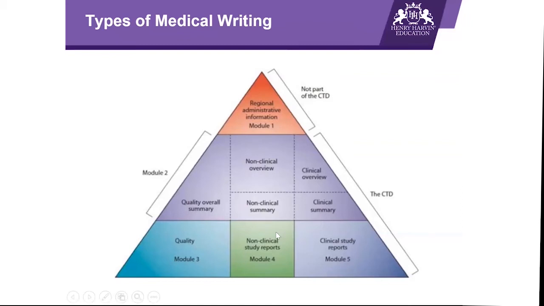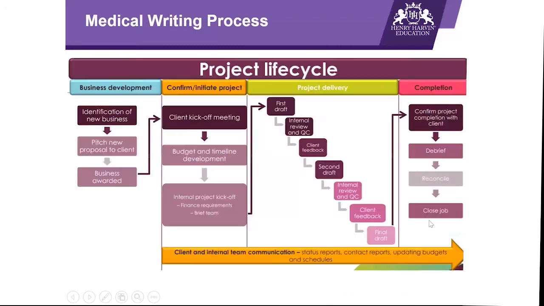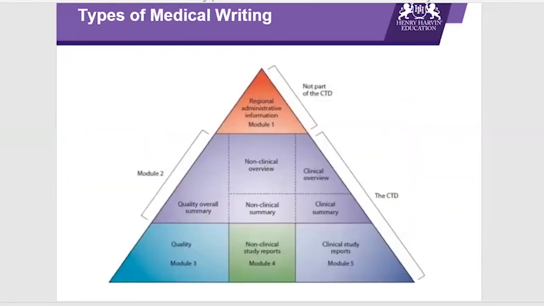The non-clinical study reports are provided in module 4, and the quality summaries, again, medical writers are not involved. They are in a separate department. These are not medical writing deliverables, but those documents are provided in module 3. The overall overviews and summaries from non-clinical and clinical studies are provided in module 2. So medical writers are involved in the 3 boxes towards the right side. Is this clear? Yes.